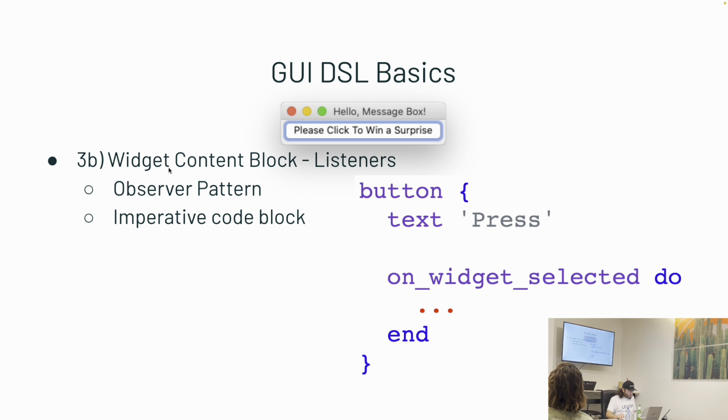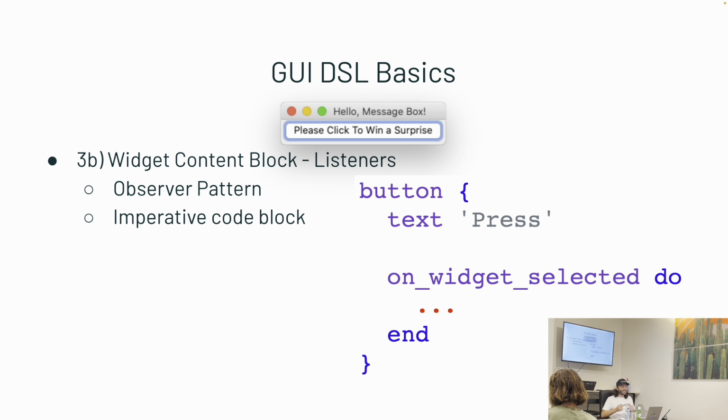Next, widget content block listeners. So they're basically the observer pattern, and they let you run imperative code. So in the end, eventually, you will need some imperative code to do logic. But usually the GUI structure is declarative. You want to declare what the GUI hierarchy is. You have a window that has a label, that has buttons, etc.